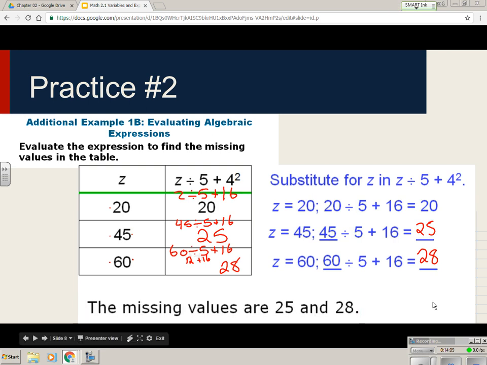Oh, look, I was right. So 25 and 28 are your answers. Okay. Now, the reason I put it over in blue here is just so it looks a little neater, a little organized, because I was doing all my work there. All right, your choice if you want to write that one down or not. You don't have to. We're going to move on.